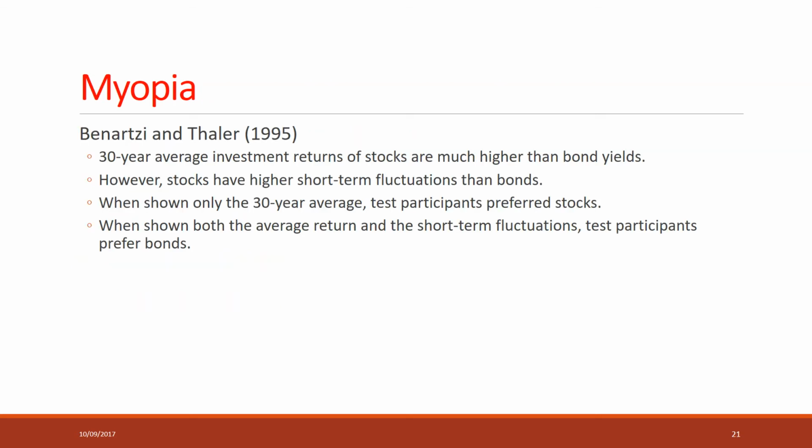Investor myopia. So as we mentioned before, this is the tendency of the investor to focus more on short-term news, short-term volatility, so on and so forth, right? So in 1995, two economists looked at the puzzle of why people invest more in bonds compared to stocks.